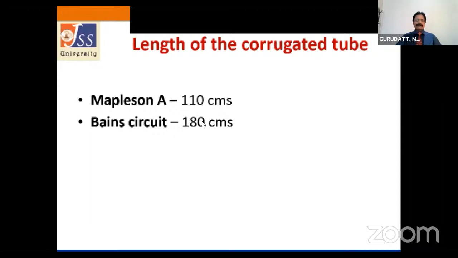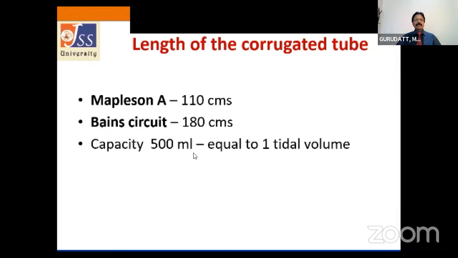So why is it longer in the Bain circuit? You can even have a longer one than this, but usually why 180 centimeters? Because inside there is one more tube, which is carrying the fresh gases. The outer tube is the one producing a reservoir for the expired gases, so it should have a capacity equal to about 1 tidal volume of the patient. So usually this 110 centimeter circuit and the 180 centimeter Bain circuit will have a capacity of 500 ml.